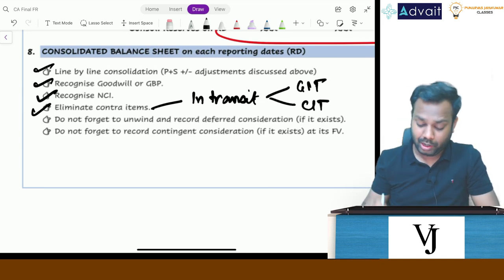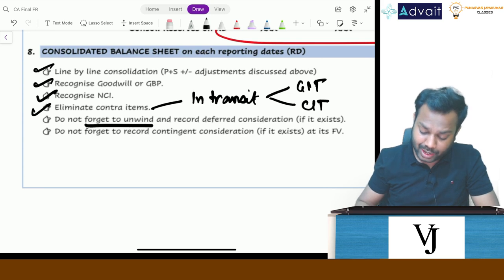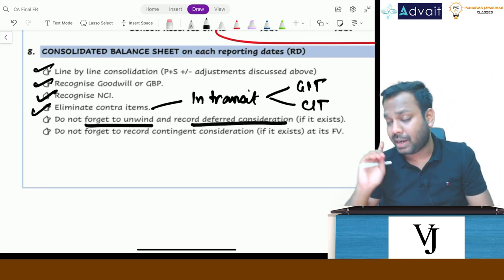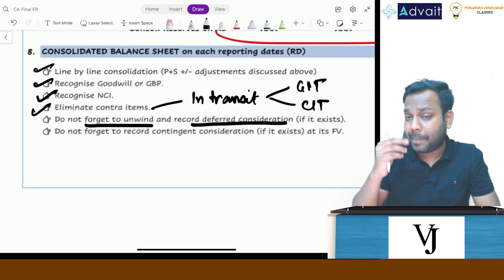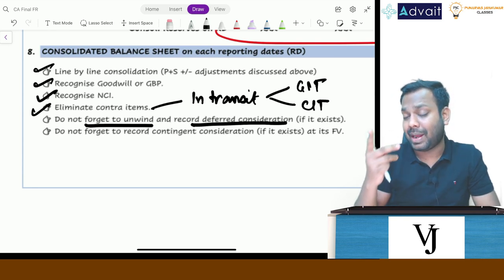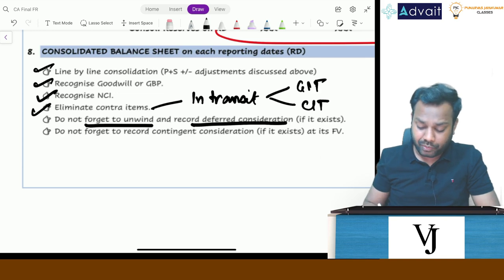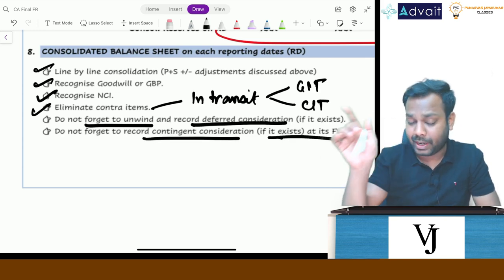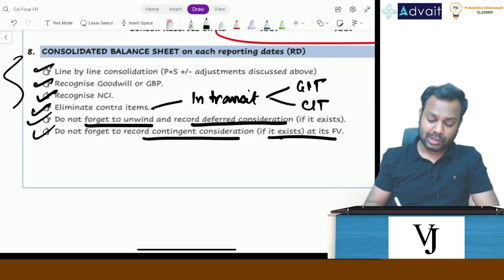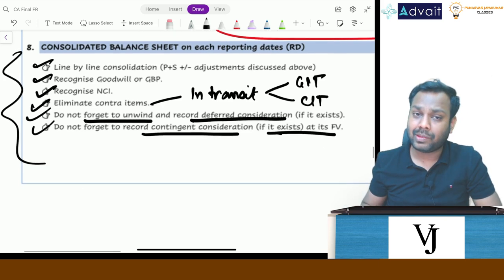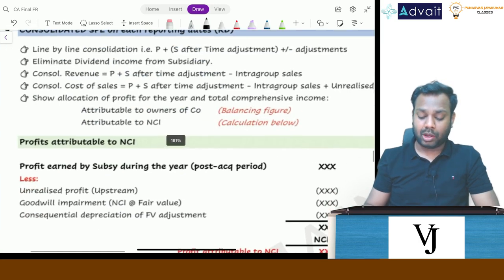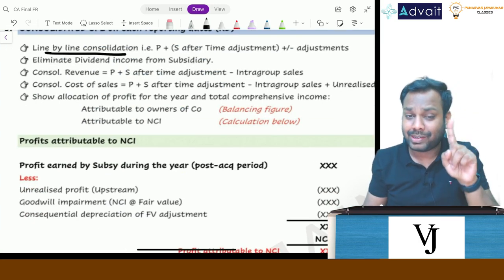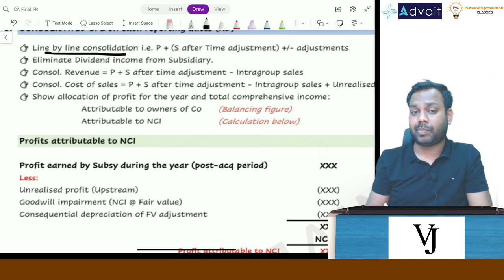So please be careful. Now, do not forget to unwind and record deferred consideration. Unwind and record finance costs in the P&L, and the unwound deferred consideration in the balance sheet as finance liability. Okay, and do not forget to record contingent consideration at its fair value and the fair value changes in the P&L. Okay, so please do not forget all these things, and you will be preparing the consol balance sheet correctly.